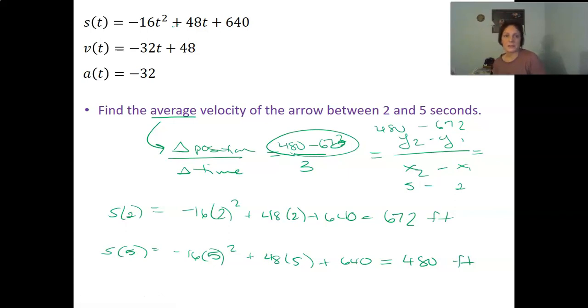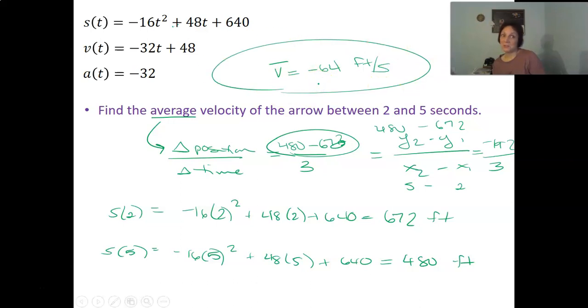So 480 minus 672 gives us a negative 192 over 3. So that is a nice velocity average. The line over it makes it average of negative 64 feet per second. No calculus.